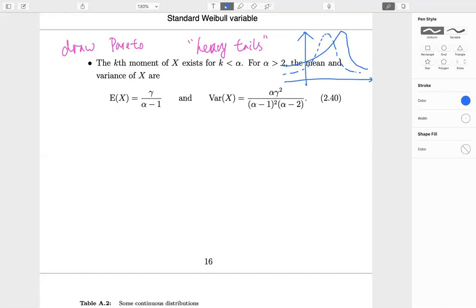Right, so the tail part: this solid line is on top of the dotted line. The dotted line is the normal distribution, right? So it's higher, which means heavier or fatter tails. That's usually what we call heavy tails. The tails are so heavy that the MGF does not exist, because it has so many big values with non-trivial probabilities.